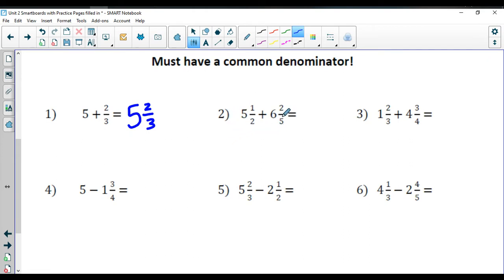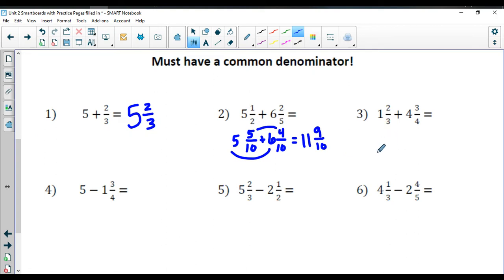In number 2, we have 5 and 1/2 plus 6 and 2/5. What we need to do is make a common denominator between 2 and 5, and that common denominator is going to be 10. So we have 5/10, and 5 times 2 would be 10, so 2 times 2 would be 4. If you want to go ahead and rewrite the whole problem, you can. When we have mixed numbers, we're going to add the whole number parts together. So 5 plus 6 is 11. Then we're going to add the fractional parts. Keep your denominator. 5 plus 4 is 9. So we have 11 and 9/10 for our answer.